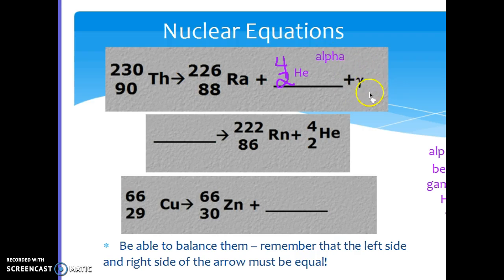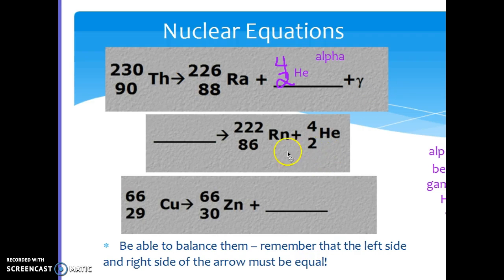What do you notice about this right here? See how there's also a gamma symbol? One thing that I failed to mention earlier is that gamma rays can be emitted with the other kinds of decay also. So, thorium decays into radium and an alpha particle with a gamma particle. That's how we would read that formula.